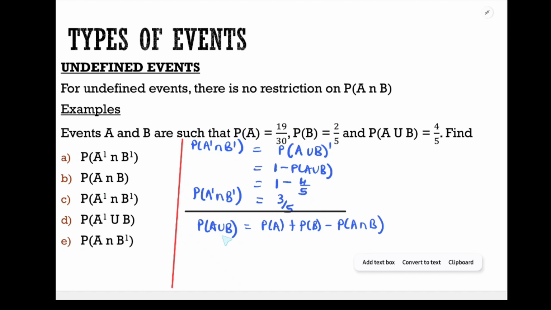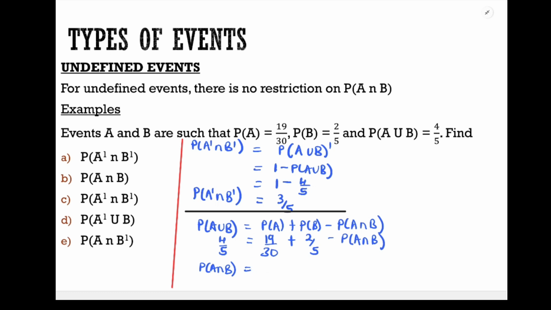Probability of A union B was given as 4 out of 5. Probability of A was given as 19 out of 30. Probability of B was given as 2 out of 5. And I want my probability of A intersection B. So if I collect like terms and solve everything, I'll end up with my probability of A intersection B as 7 out of 30. I hope that's clear.